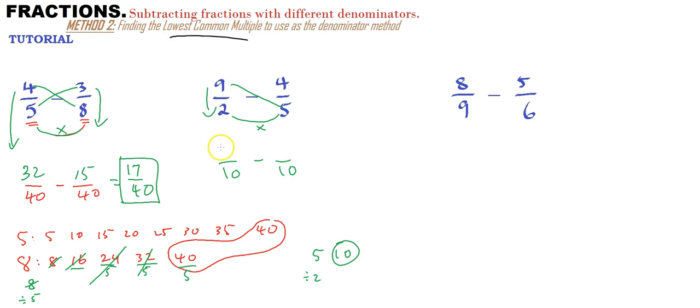9 times 5, drop it down, 45. 2 times 4, drop it down, is 8. So how many tenths are we talking? We are talking 37 tenths. So that gives us, how many times does 10 go into 37? So 3 with 7 left over. We're talking tenths. So that becomes the final answer.